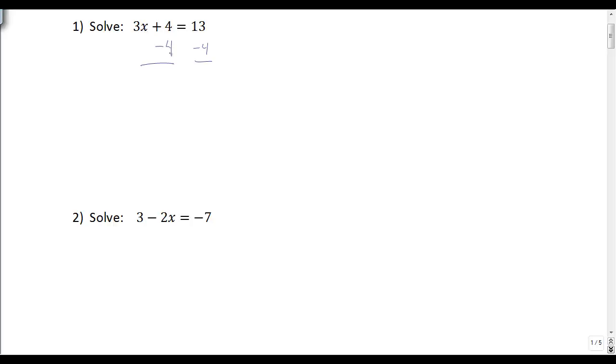I'm going to do 3x plus 4 minus 4. Well, plus 4 and minus 4 cancel. That's 0. So I'm just left with 3x on the left. And then I write my equals here, and I have 13 minus 4. That's 9.